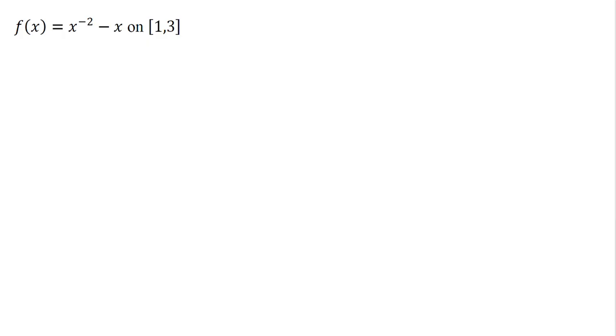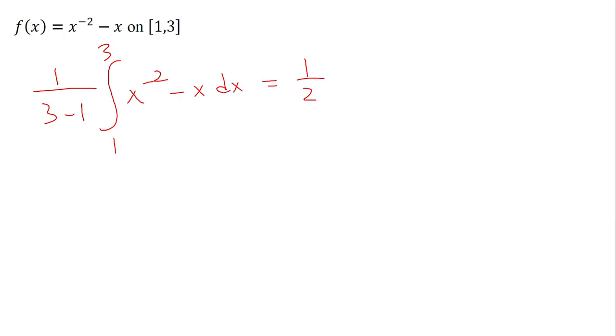All right, for our next one here, we're just going to start off putting it into our mean value theorem formula. So we've got 1 over 3 minus 1 times the integral from 1 to 3 of x to the negative 2 minus x. 1 over 3 minus 1 is just a half. And the integral of x to the negative 2 goes up to be x to the negative 1, and we divide by negative 1, so that's negative x to the negative 1, or negative 1 over x. And then minus x squared over 2, and we'll evaluate from 1 to 3.